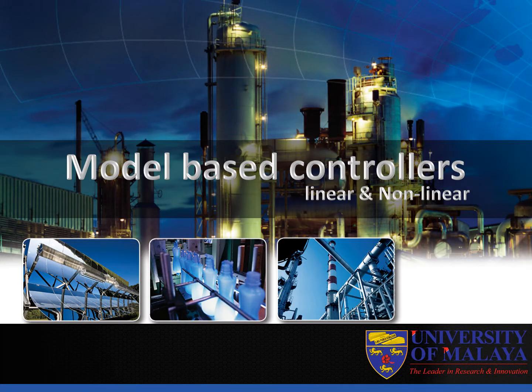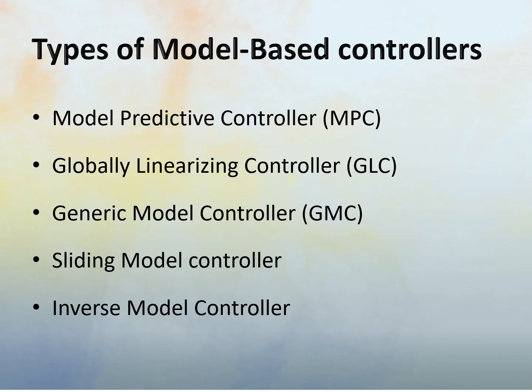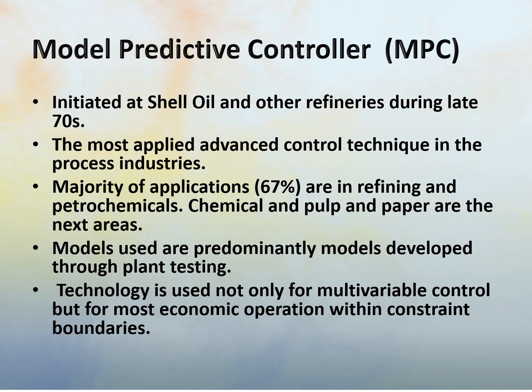One is the model-based controllers, divided into model predictive control, GLC, GMC, sliding mode, and inverse model methods. The most widely used is the MPC, which started basically in 1970 by Shell Oil. It's the most advanced control technique used in the process industries, and in most industries, when they talk about advanced, they're talking about MPC. The majority is in refining and petrochemical, and chemical and pulp and paper are also other areas using this model predictive method.